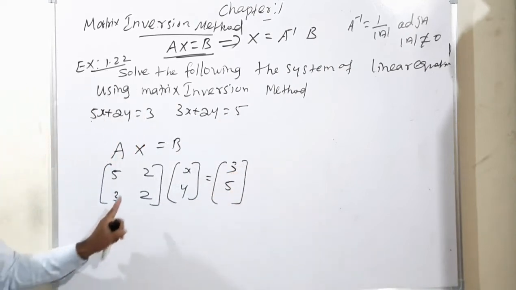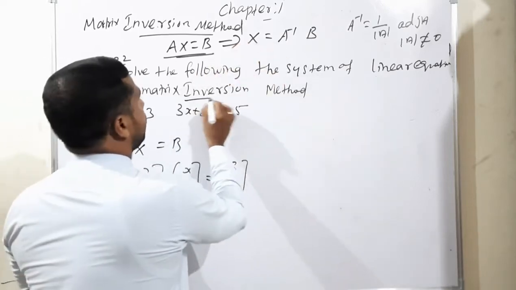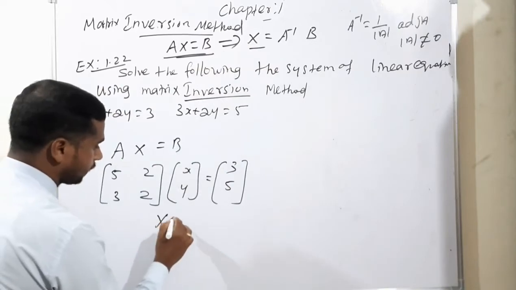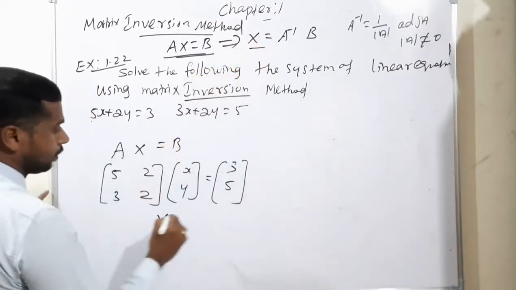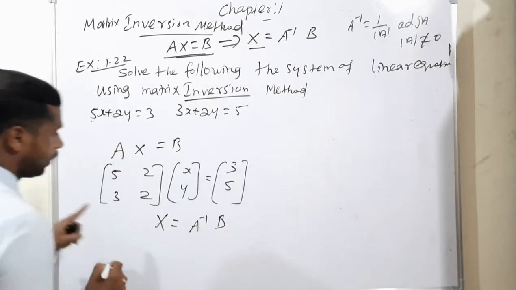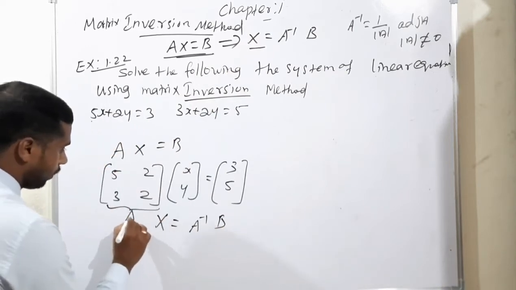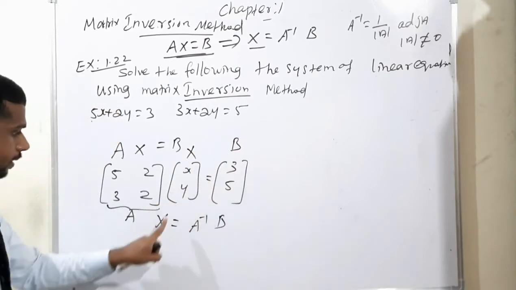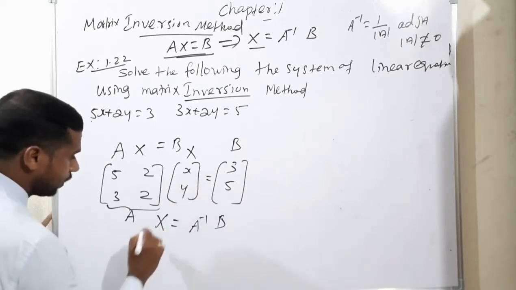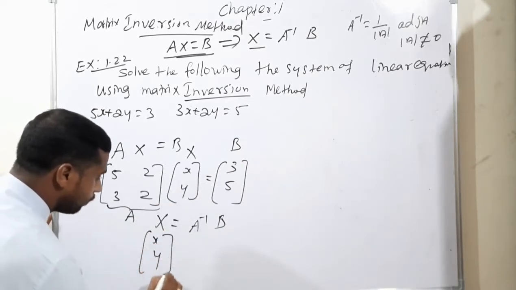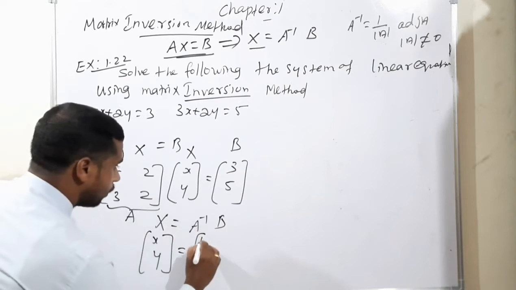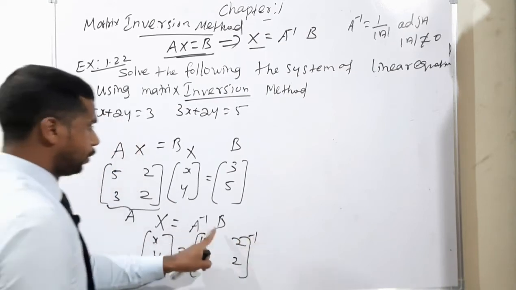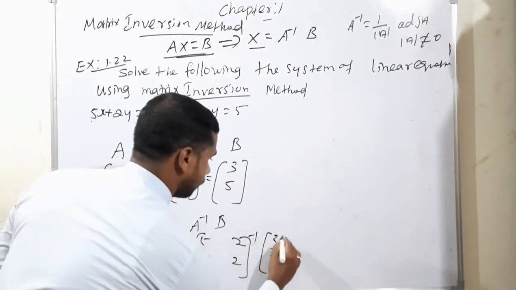So now, because we need the matrix inverse, how to find the capital X? Capital X means A inverse into B. So A inverse into B means this is considered for A, this is considered for capital X, this is considered for B. So X is equal to A inverse. A inverse means X, what is the value? X and Y. Then A inverse means 5, 2, 3 and 2, then inverse into B. B means the constants 3 and 5, isn't it?